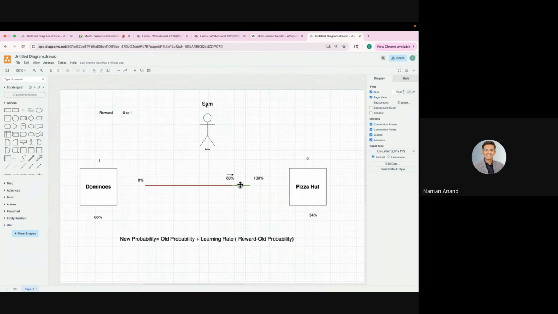Like when you go to Domino's only, that is a complete exploitation. What is a complete exploration? When you equally go to both. Now what you are doing, 80% of the time you are going to Domino's, 20% of the time you are going to Pizza Hut. So you are exploring as well and you are exploiting as well.